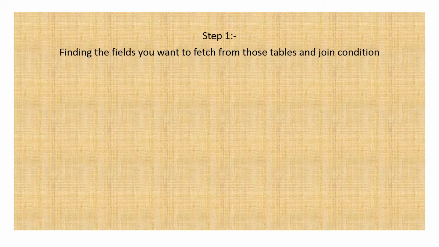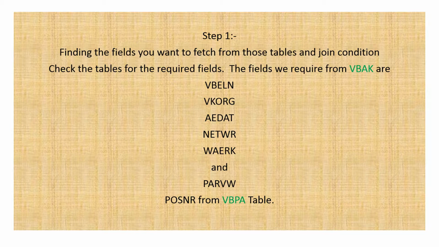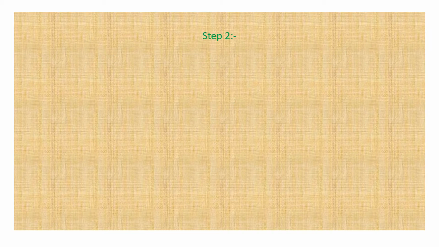Now, finding the fields you want to fetch from those tables and the join condition. Suppose you have a table VBAK and these are the fields, and you have another table VBPA and in that you have two fields, and those fields you want in your data source.